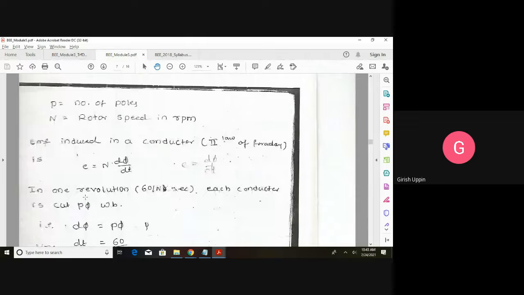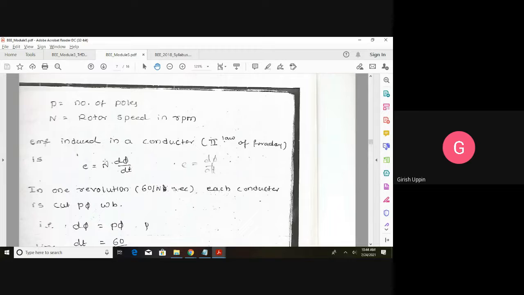We know from Faraday's second law. What is Faraday's second law? Faraday's first law tells how EMF is induced; Faraday's second law answers how much EMF is induced. The magnitude of the EMF induced is directly proportional to the rate of change of the flux linkage. So we can say E is proportional to d phi by dt, or E is equal to N d phi by dt.